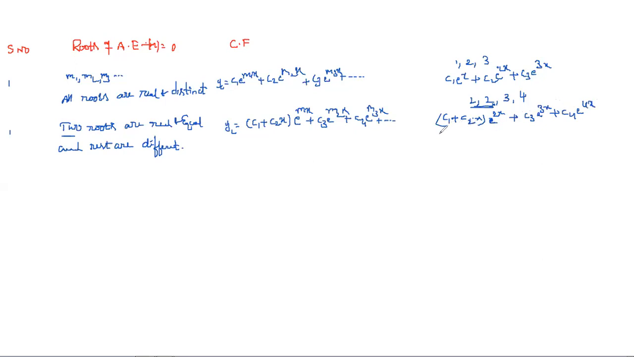If two roots are real and equal, it means only two roots, not two numbers. Don't confuse. Suppose the roots are 3, 3, 4, 5, 6. These are the roots we got. Then we write (C1 + C2 x) e^(3x) plus C3 e^(4x) plus C4 e^(5x), and another one e^(6x). Clear about it?